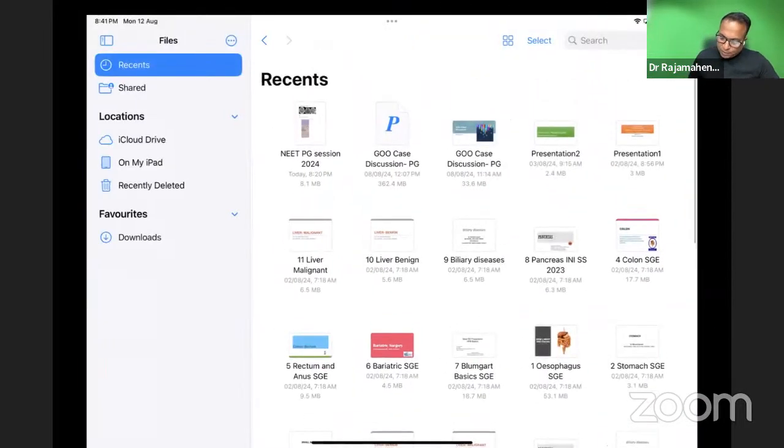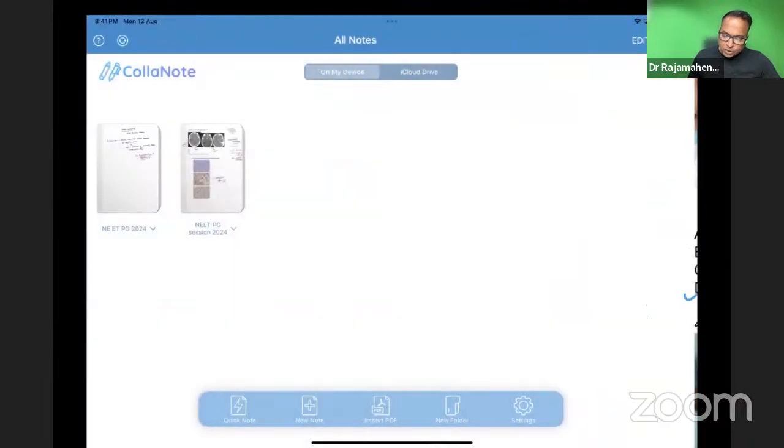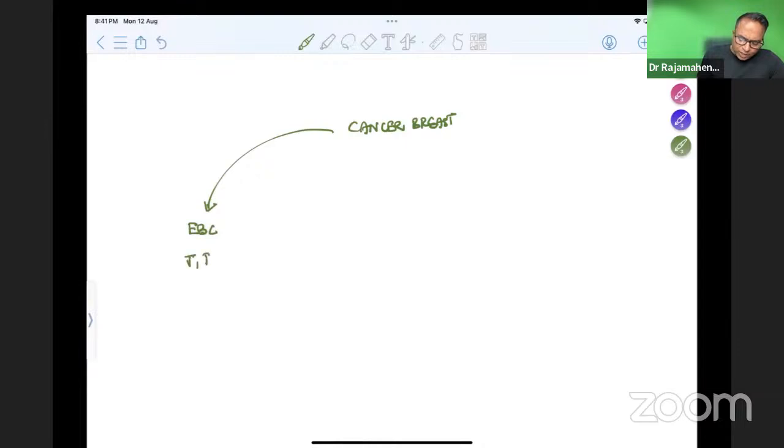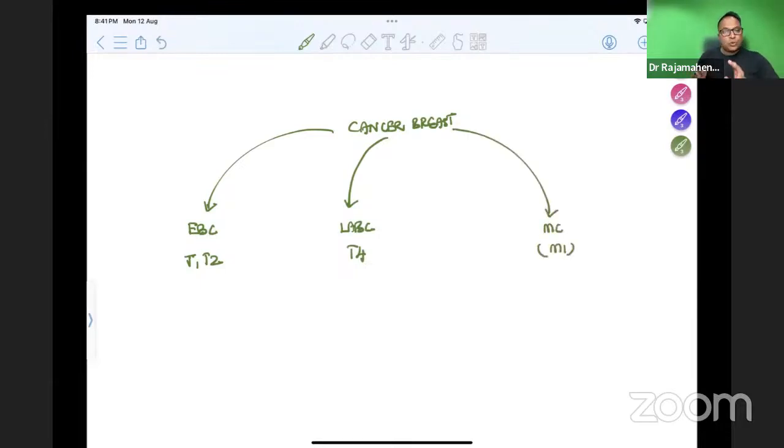Cancer breast is a favorite topic for the exams, you know very well. So I want you to explain what you do for a cancer breast. Cancer breast is divided into only 3 types. Please understand the 3 types. This flowchart I have added in our regular class material also, and in the app also you have this. Early breast cancer is T1, T2 cases and some cases of T3. Locally advanced breast cancer is all cases of T4 and some cases of T2. And metastatic cancer is M1. So these are the actual 3 cancers.